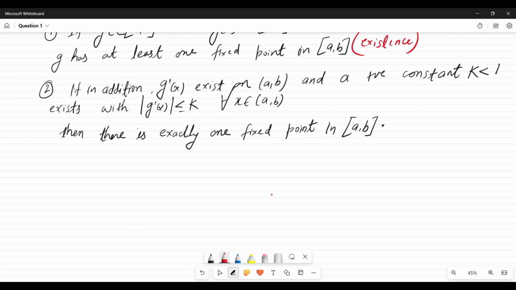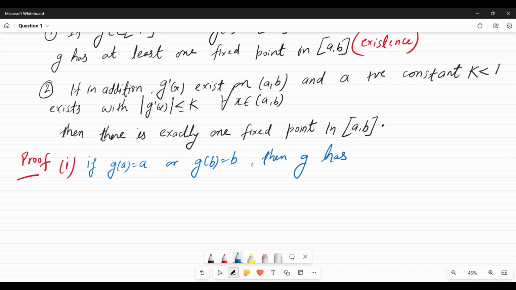Now let's start the proof. I will first prove the existence theorem. If g(a) is equal to a or g(b) is equal to b, then g has a fixed point at an end point.